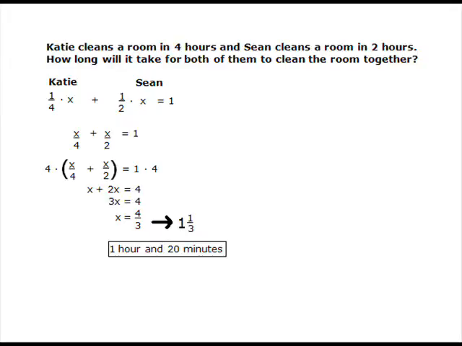In this problem, Katie's rate is 1/4, while Sean's rate is 1/2, and we're solving for x, which is time. Since you have two different denominators in the fraction, you have to find the least common denominator, which in this case is 4. After you multiply both sides by 4, you will get x plus 2x equals 4. Then, you get 3x equals 4. Lastly, x equals 4 over 3. It took Katie and Sean 1 hour and 20 minutes to clean the room.